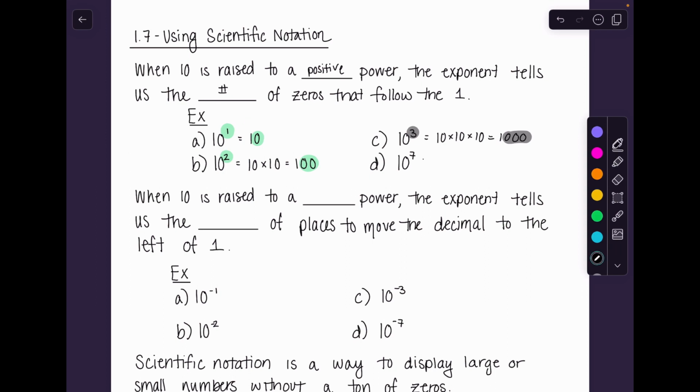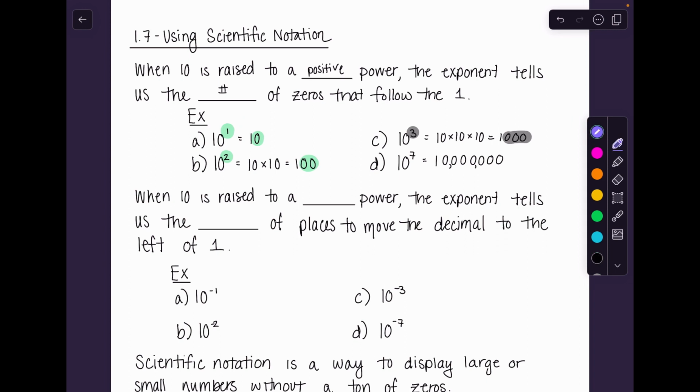And then last but not least, if you have 10 to the seventh, yes, you can plug this into your calculator, but in the same pattern, you write the 1, and then it's followed by 7 zeros. So 3, 4, 5, 6, 7. And then we can fill in our placeholders to see that this is 10 million, okay?